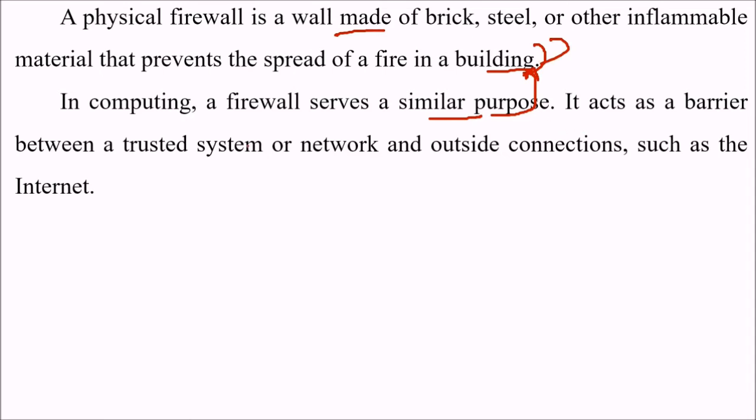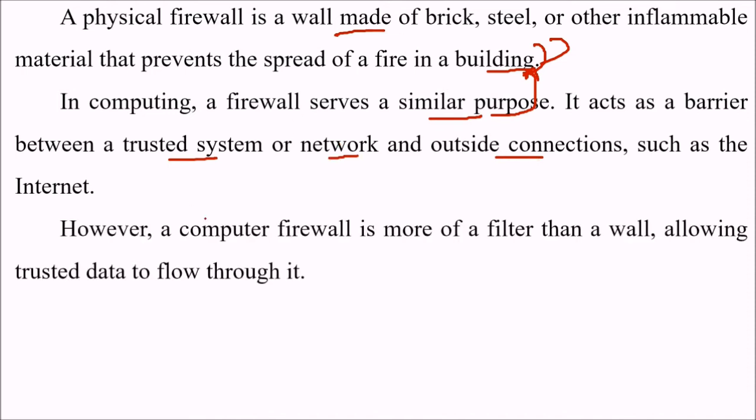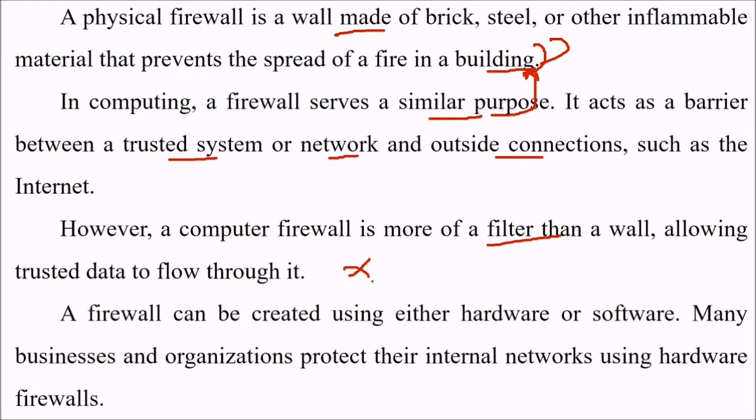It acts as a barrier between the trusted system and network and outside connections like the internet. But a computer firewall is more of a filter than a wall, allowing trusted data to flow through it. Untrusted data is stopped. A firewall can be created using hardware or software. Many businesses and organizations protect their internal networks through hardware firewalls.